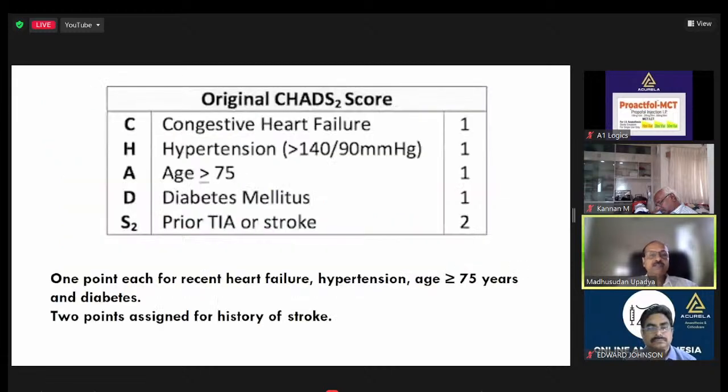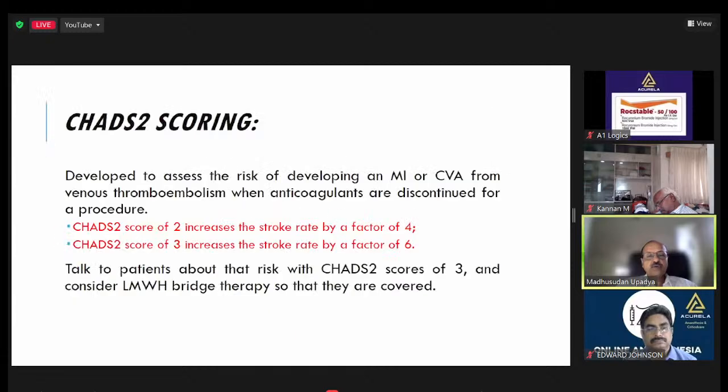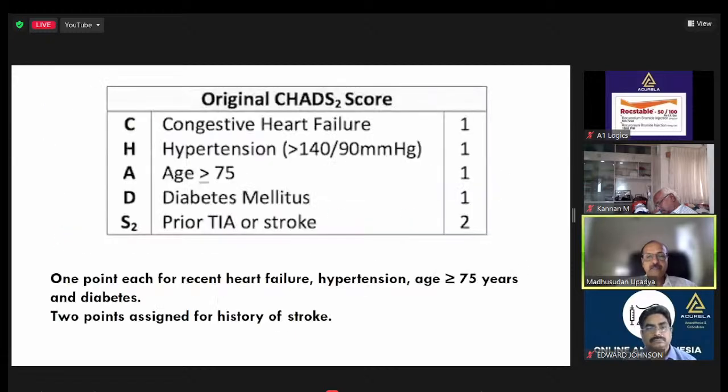What is it? C for congestive heart failure, H for hypertension, blood pressure beyond 140/90, A for age more than 75, D for diabetes mellitus, and S2 is for prior TIA or stroke, which carries 2 points. You have to look at the score of 2 or 3. And if it is 3, then you have to look at bridge therapy.